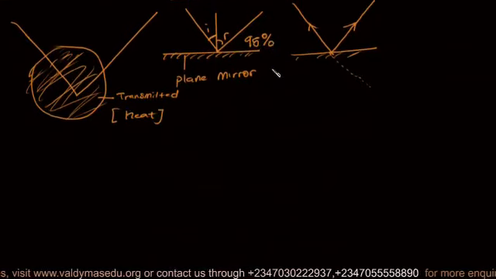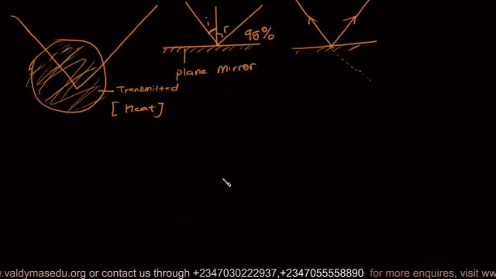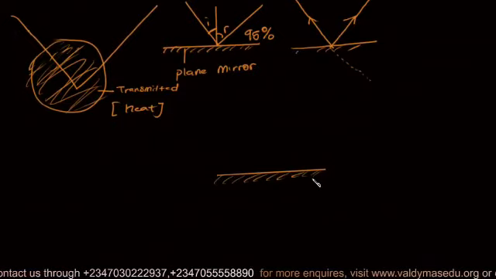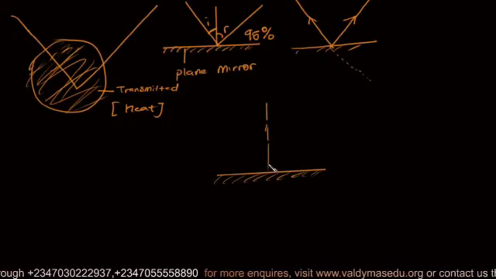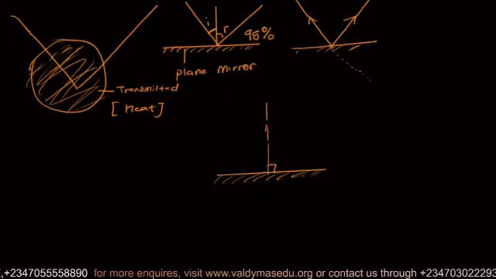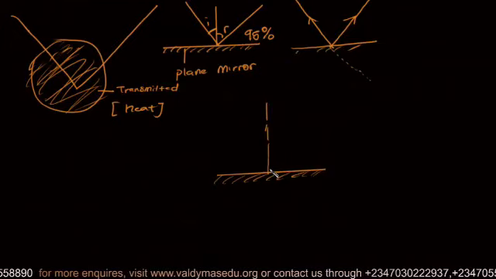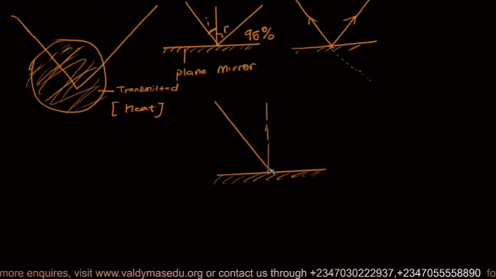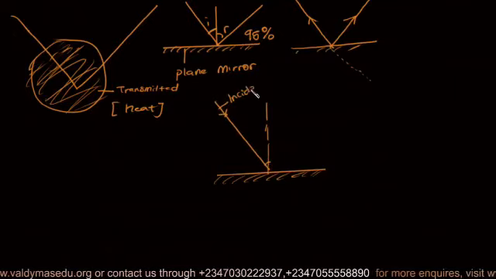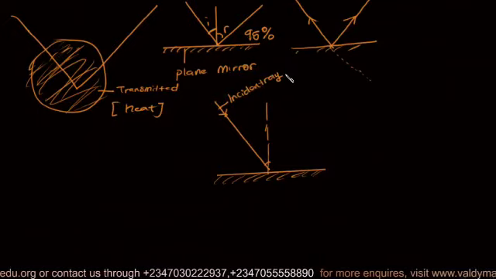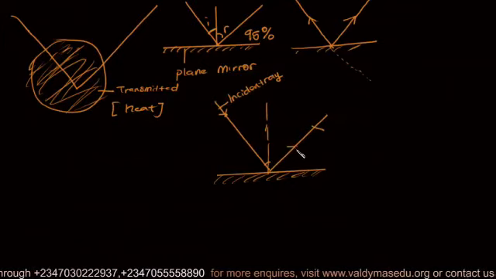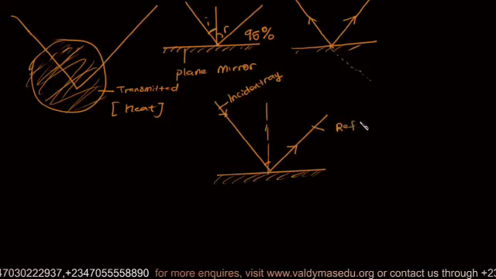Let's go into more of the mathematics. Now, if I have a smooth surface like a plane mirror, and I have my normal, this is called the normal. The normal is perpendicular to both surfaces, right? So if I have a ray of light incident to the normal, this is called the incident ray. When it's reflected, this is called the reflected ray.